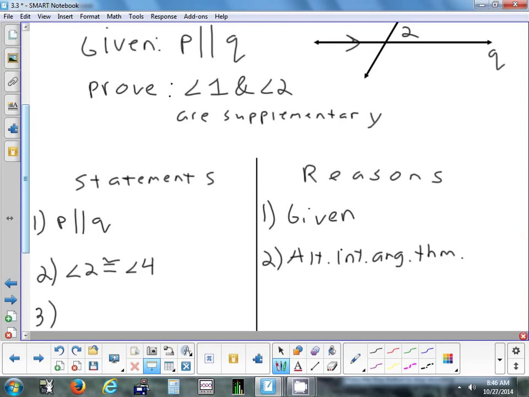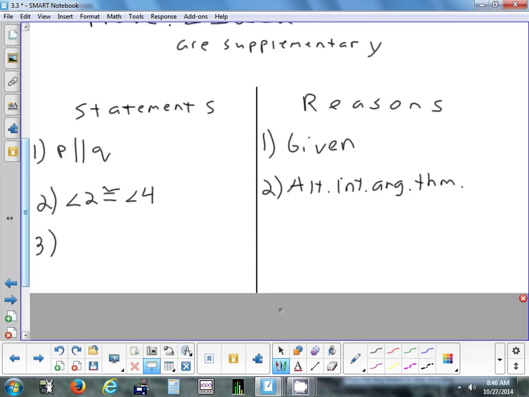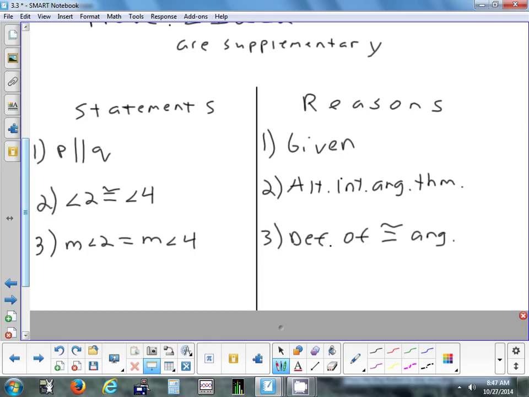All right, step 3. Okay, step 3 is where we are going to have to talk about measures here. So based on step 2, I can say that the measure of angle 2 equals the measure of angle 4. What's the reason for that? We've seen this reason a lot whenever an equality statement follows a congruent statement. Yeah, that's just the definition of what it means to be congruent. Definition of congruent angles. All right, for now, I think that's all we can really say about angles 2 and 4.